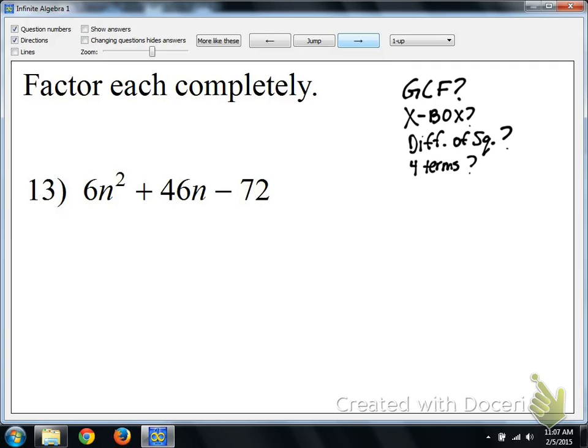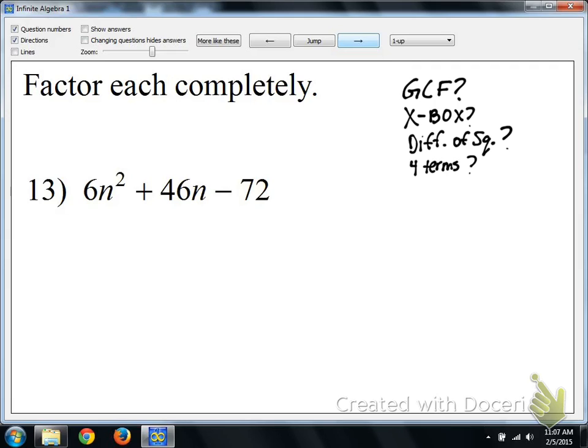Yep, they're all even. Let's just make sure there aren't any other greater factors. What about 3? 3 goes into 6. Does 3 go into 46? No, it doesn't. 3 times 15 is 45, so we know that doesn't work. 4. Does 4 go into 6? Nope. 5, does that go into 6? No. 6, does that go into 6? Yeah. Does 6 go into 46? No. Okay, so we know the greatest common factor is 2.